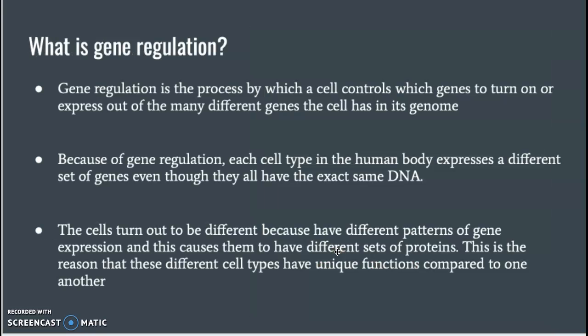So, what is gene regulation? Gene regulation is the process by which a cell controls which genes to turn on, or express, out of the many different genes the cell has in its genome. Because of gene regulation, each cell type in the human body expresses a different set of genes, even though they all have the exact same DNA. The cells turn out to be different because they have different patterns of gene expression, and this causes them to have different sets of proteins. This is the reason that these cell types have unique functions compared to one another. Remember, these proteins carry out a wide range of functions.